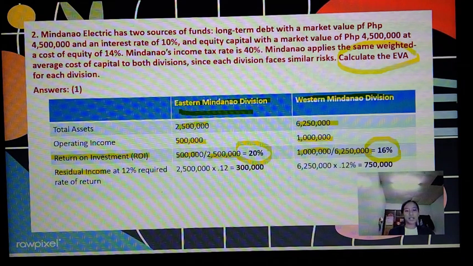Then the residual income at a 12% required rate of return. For Eastern Mindanao Division, it is 2,500,000 multiplied by 12%, which is equal to 300,000. For Western Mindanao Division, 6,250,000 times 12% is equal to 750,000.